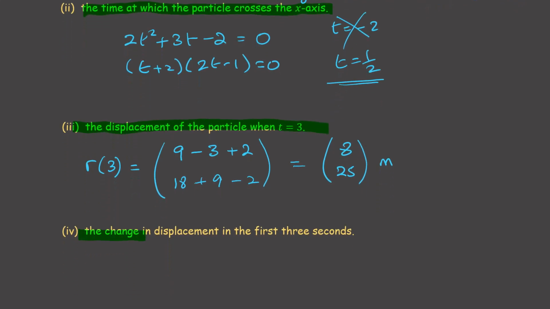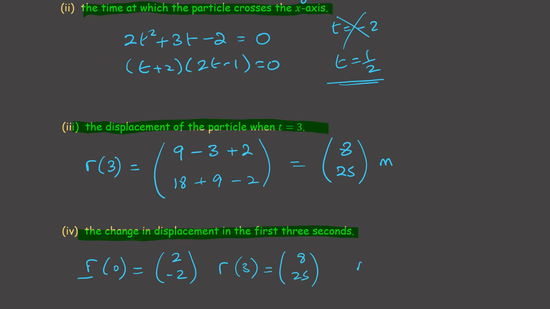We want the change in displacement in the first 3 seconds. Well, r of 0 was 2, negative 2. r of 3 is 8.25. So the change in r is going to be 6, 2.25.